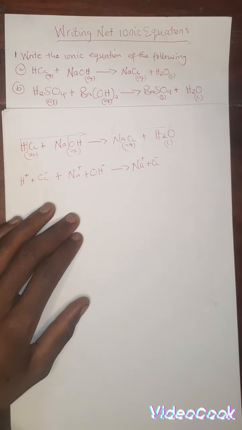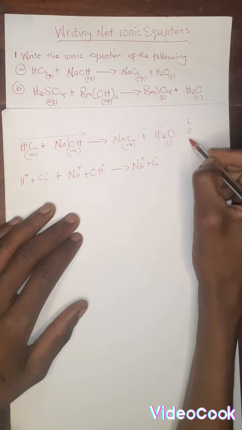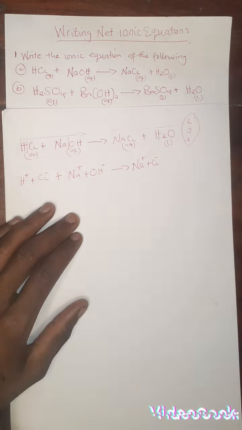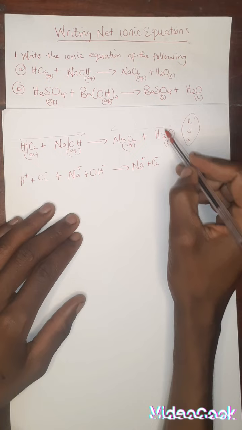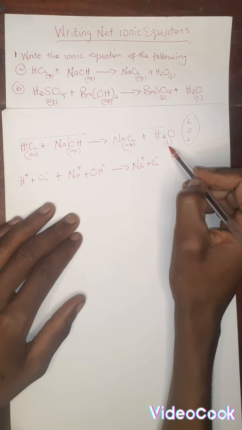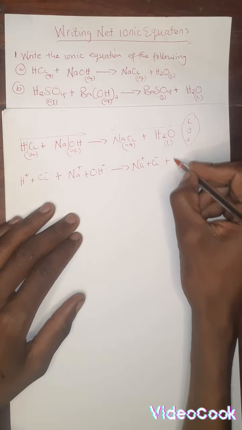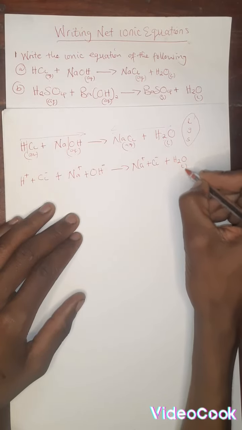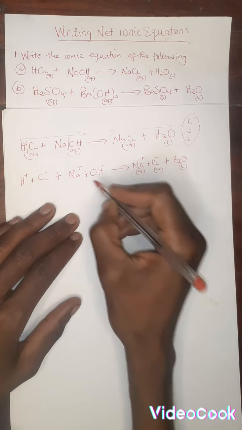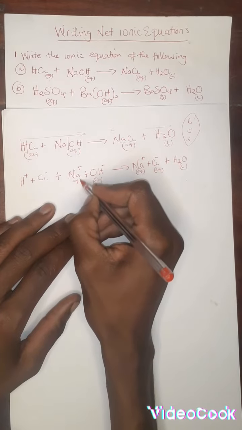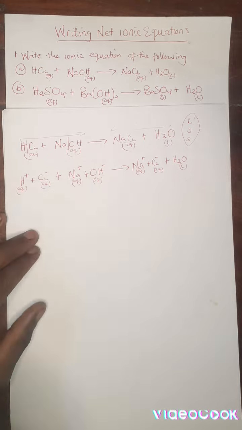Now the substances which are in liquid form, gaseous form and solid form, you are not supposed to tamper with these. Do not split them. You cannot split this because it is in liquid form. We only split those which are in aqueous state. So water will still remain H2O as a liquid. All these ions which have been split are in aqueous state.